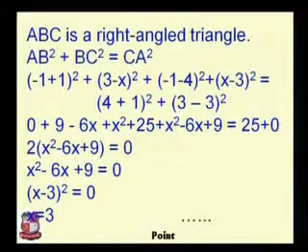Now using the distance formula, AB square is equal to (-1 + 1) square plus (3 - x) square, plus BC square, (-1 - 4) square plus (x - 3) square, is equal to (4 + 1) whole square plus (3 - 3) whole square. Now -1 plus 1 is equivalent to 0, so 0 square we get 0.